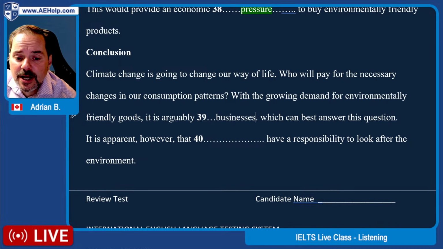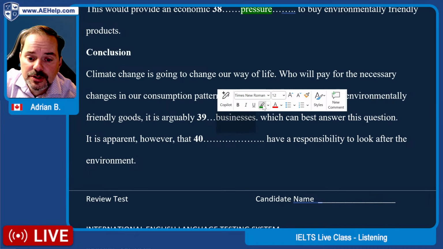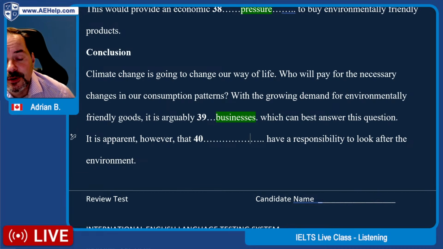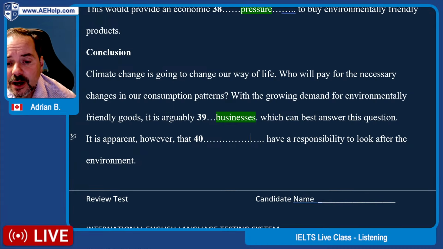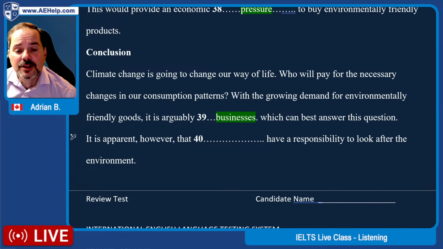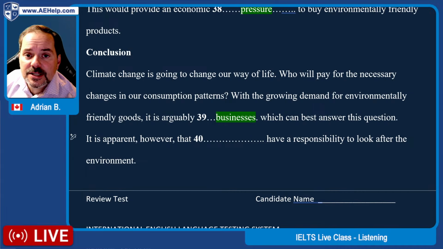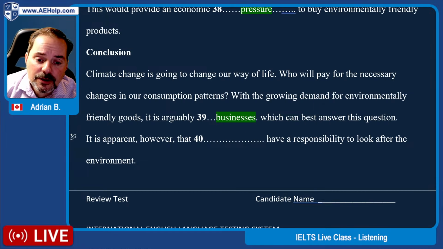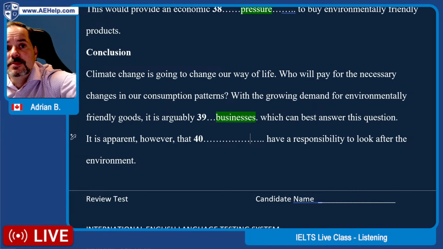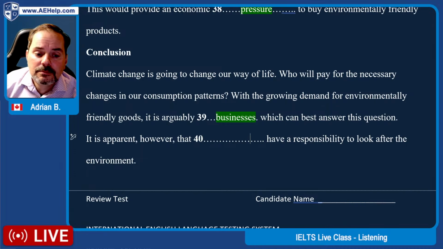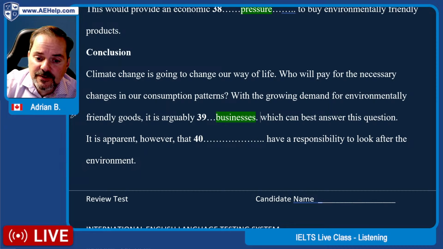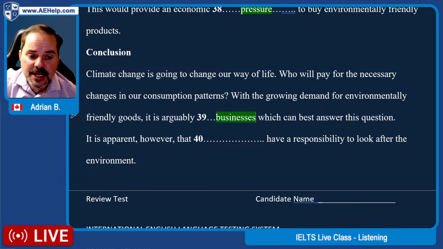Right? Like right now, you didn't drive a car to get to a school to learn for the IELTS exam. You're not using paper, which is made from trees, but you're learning through your computer. So new technology, new ways of doing business is helping us to fight climate change and fight pollution. And so it's maybe businesses that can best answer this question.